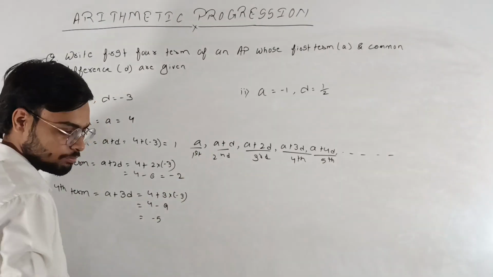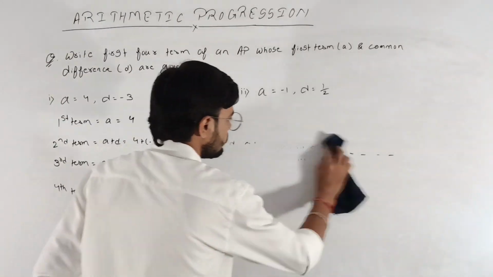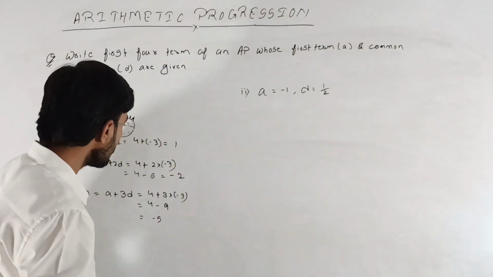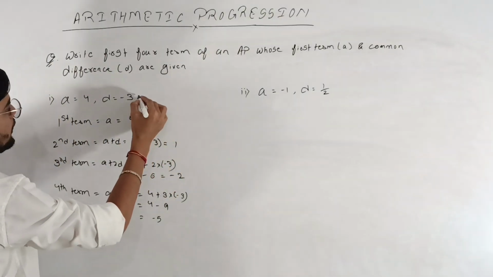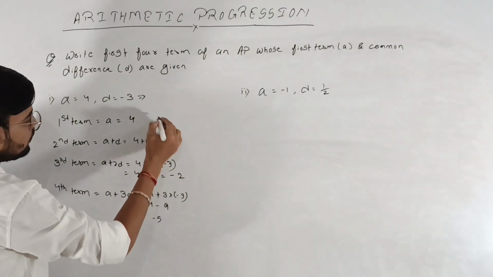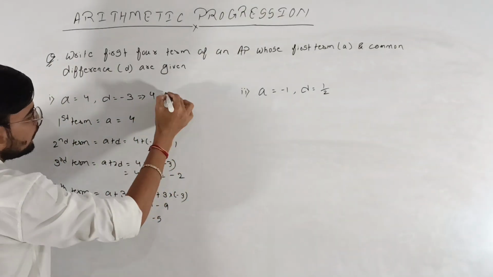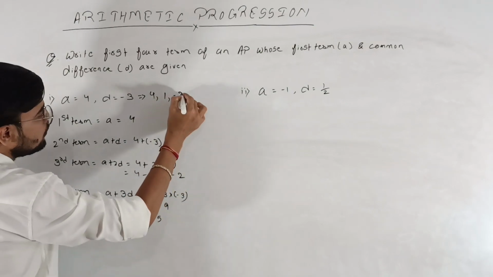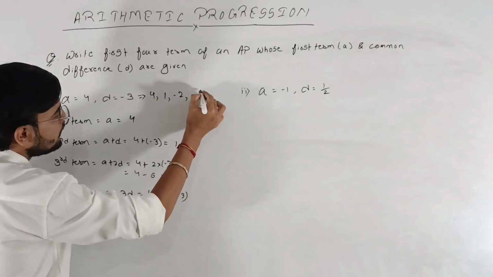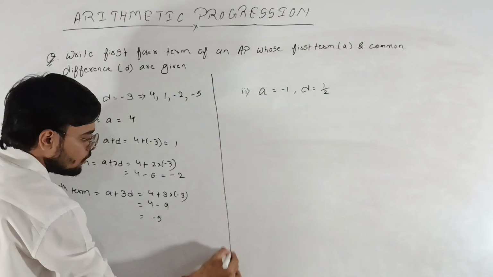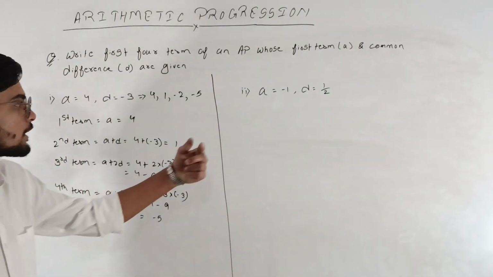So I write here the first four terms. The first four terms of this AP are: first is 4, second term is 1, third term is minus 2, and fourth term is minus 5. Understood? Now let's move to the next one.